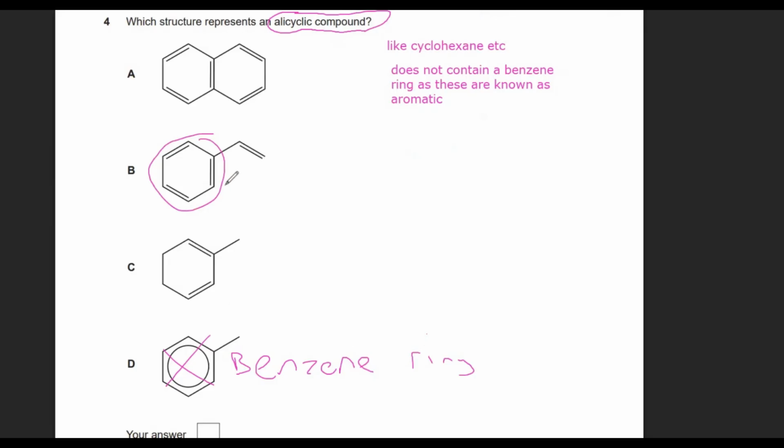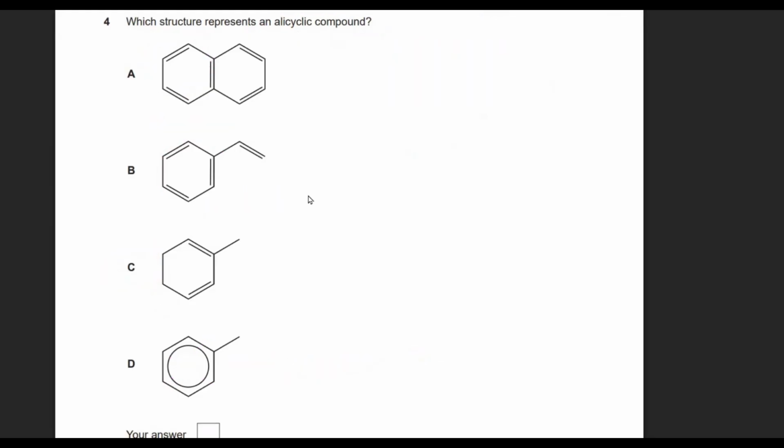So if we look here, this is like a Kekulé structure, however you say it. So that's the alternative version of benzene. So A, B, and D actually all contain benzene or a benzene ring. So the answer is C here, the alicyclic compound. And there we go. That's the end of the first 4 questions. Let's move on.